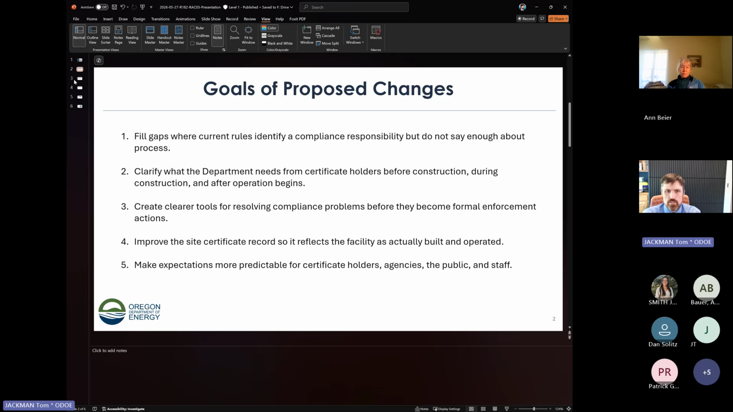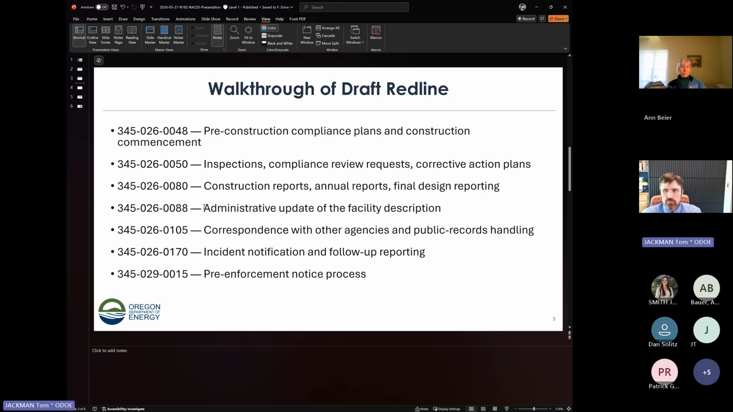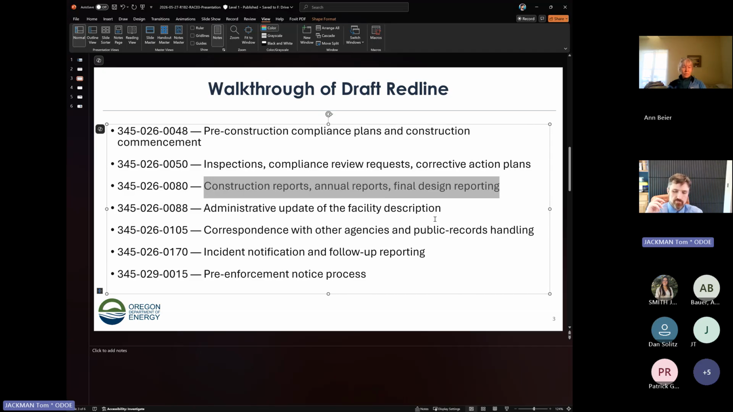Okay, we're going to walk through the draft red line, but I wanted to bring this up again for those of you who hopefully have gone through the draft rules multiple times and have it all memorized. For those of you who haven't, there are more changes in this, but these are the main ones. We have pre-construction compliance plans in Rule 48, and some changes in Rule 50 to inspections and how compliance review occurs. We made a whole bunch of changes to Rule 80, and I actually ended up completely rewriting it. Not every single word, but reorganizing it, making it make more sense to me anyway.